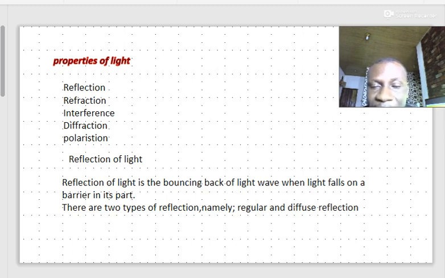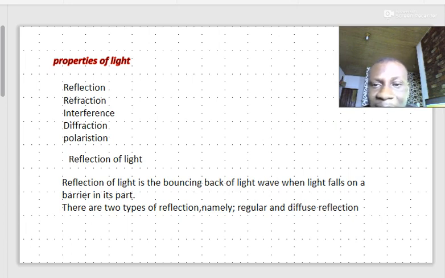Examples of such material: water, gas, colorless gases like air, glass. They all allow light to go through them, a huge percentage of the light that falls on them.